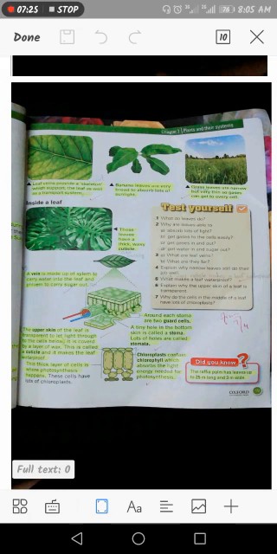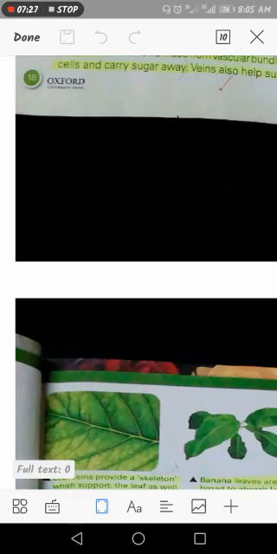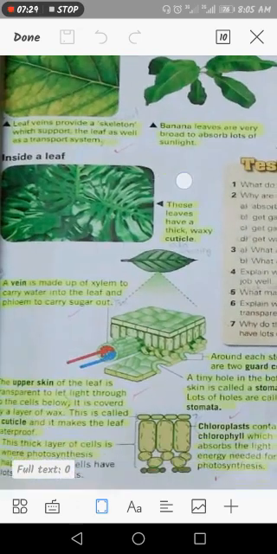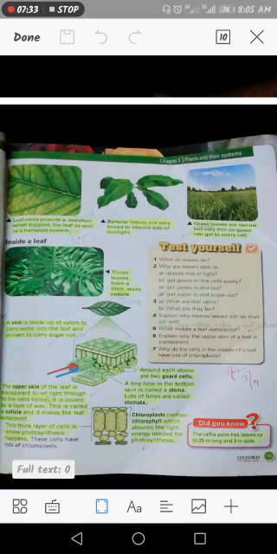Now you can look at the upper skin of the leaf. The upper skin of the leaf is transparent. It allows the light to pass to the other cells. It is covered by a layer of wax. This is called the cuticle, which is the uppermost layer of the leaf. And this cuticle makes the leaf waterproof.